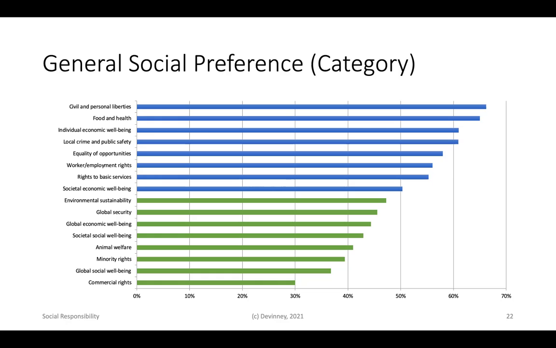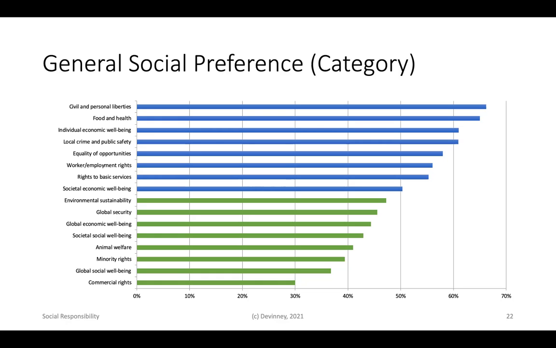So in this graph, you actually have a picture of how individuals played this game across general categories. The categories are things like civil and personal liberties, like the right to free speech; food and health, like access to health care; individual economic well-being, which is the cost of living, how much income you make, and so on down the line. You can go through all these: rights to basic services, where everybody gets a right to education, everybody gets a right to health care; societal economic well-being, looking at the well-being of society.